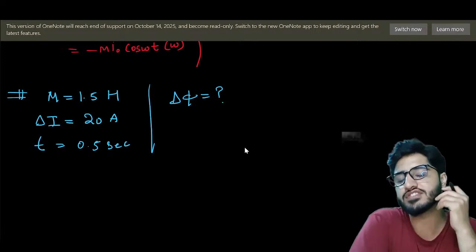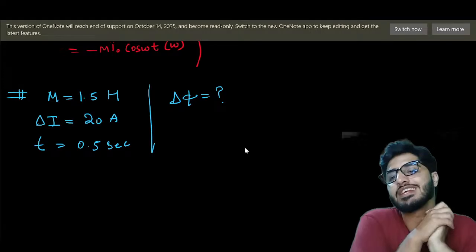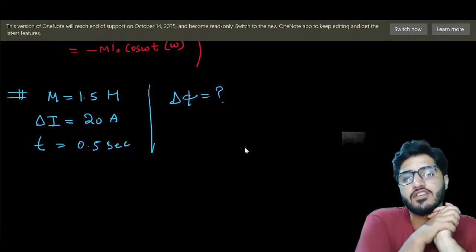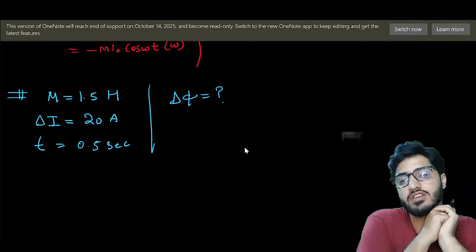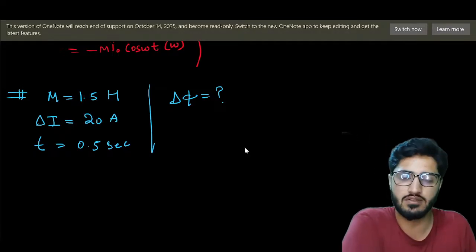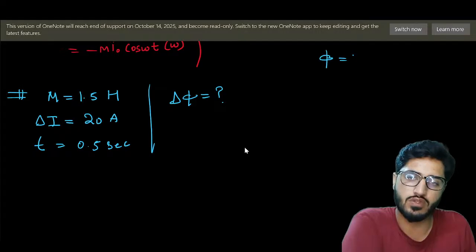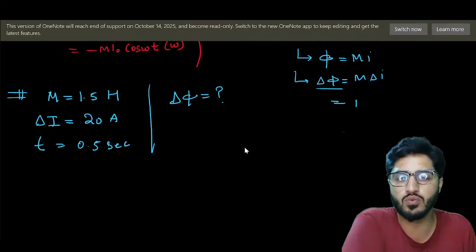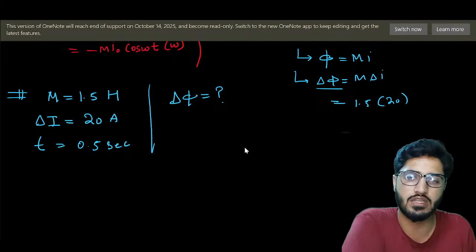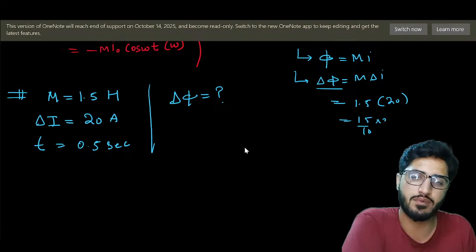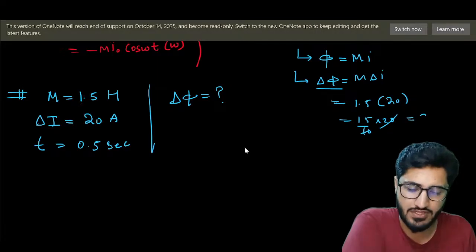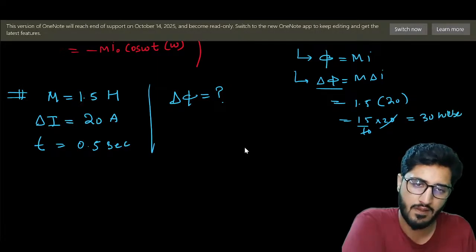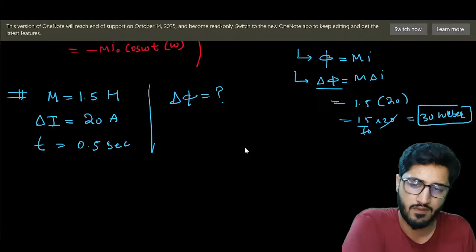When anything is given to you, you need to manage the numerical in such a way that you find an equation that relates these given inputs. I guess we have the formula delta phi equals M delta I. Yes, sir. Delta phi we have to find out. M equals 1.5, delta I is 20. So I can write 15 by 10 into 20. Cancel out. My answer is 30 Weber.